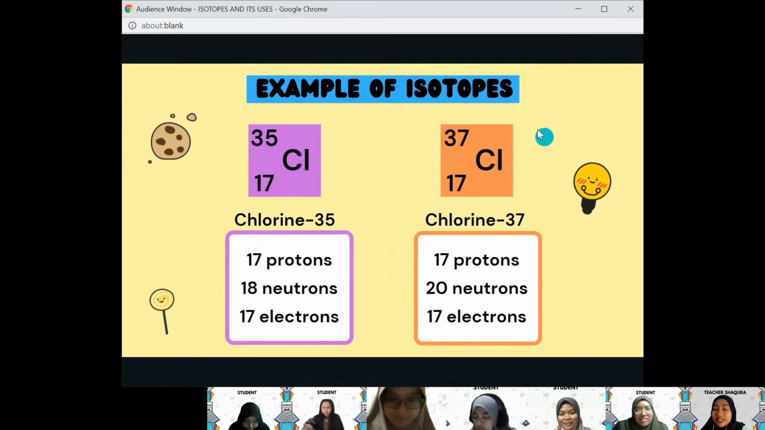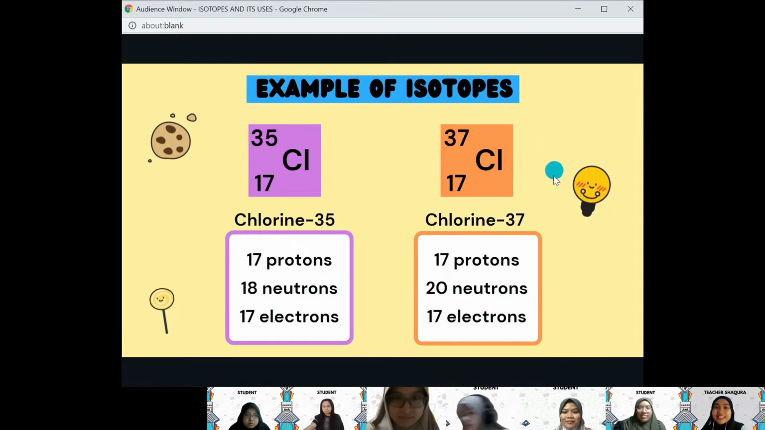You can make analogy isotopes as our sibling. They are from the same parent but different characteristic. But they may have same characteristic, maybe appearance, but different attitude. Can you get it? Thank you to Iliana for sharing. It's such a good analogy. Okay, any more question?